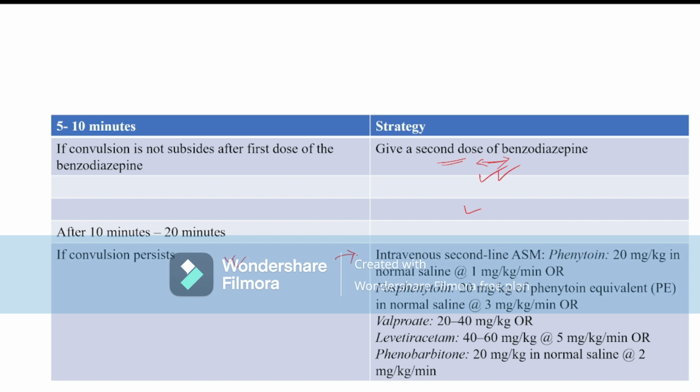There are lots of second line anti-epileptic drugs, but it is preferable to start with valproate or levetiracetam or fosphenytoin or phenytoin. No one is better than the other, so you can give any one of the four. It is better to give valproate in a child more than 2 years of age, and less than 2 years you can give levetiracetam.